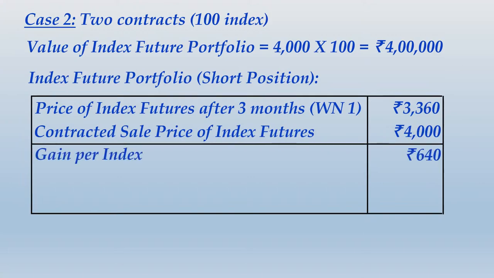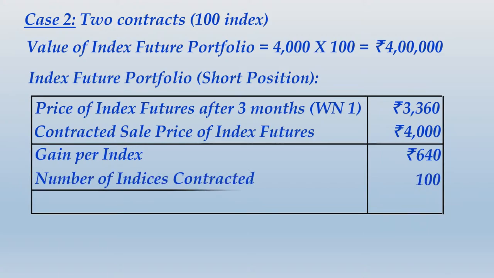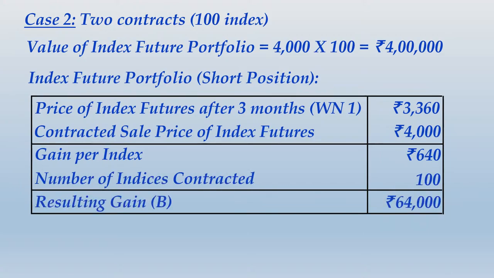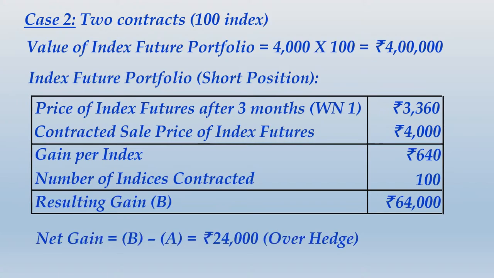So you understand, in case 1 and case 2 these calculations won't change. What will change will be the number of index. This time it is 100. So now you will be having overall gain of 64,000 in your index future contract, but your loss in the share was 40,000. So your net gain over here is 2,40,000. This is what we refer to as over hedge or over hedging. So please take the screenshot of this as well. Then I'll give you some notes about under hedging and over hedging. First, you take the screenshot of this.